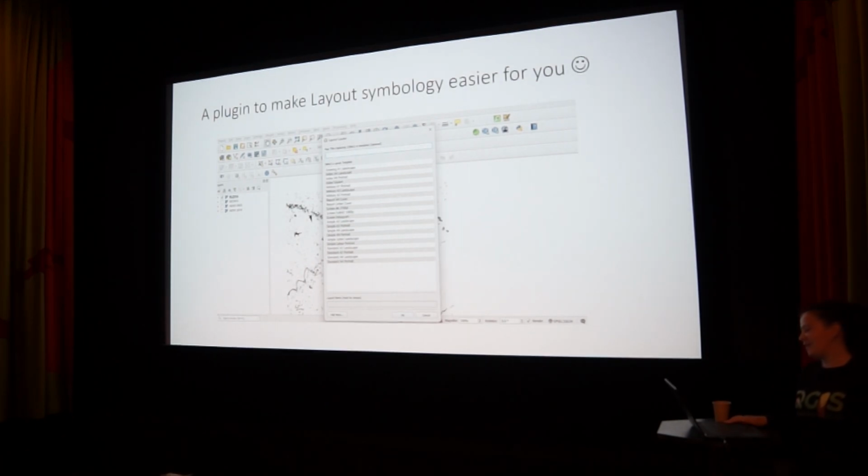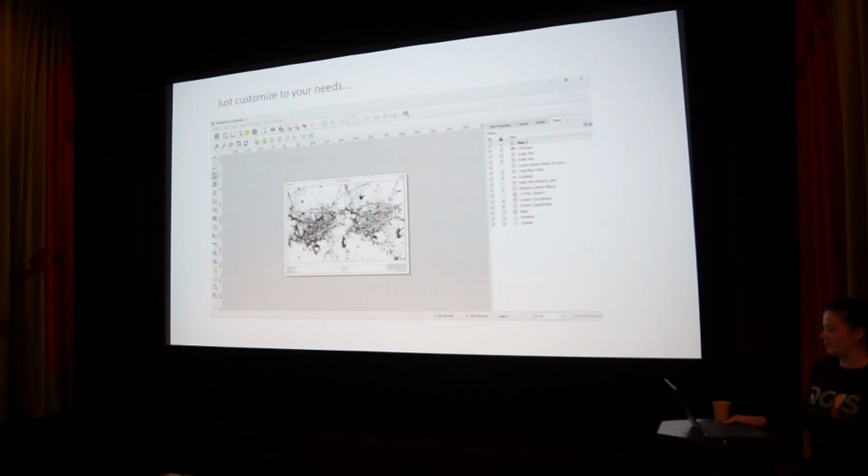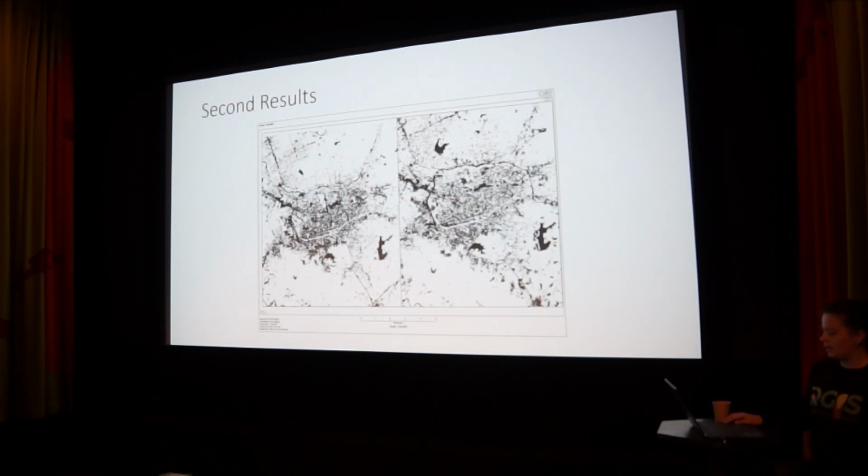The plugin to make layout symbologies is the Layout Loader that I mentioned before. And here you can customize it to your needs. When you work with one map or two maps, you can actually work with a lot of maps, and you can lock one symbology and then start working with another symbology. And this was the second result, which is the urbanized area, while here it's water, in the context of the landscape.